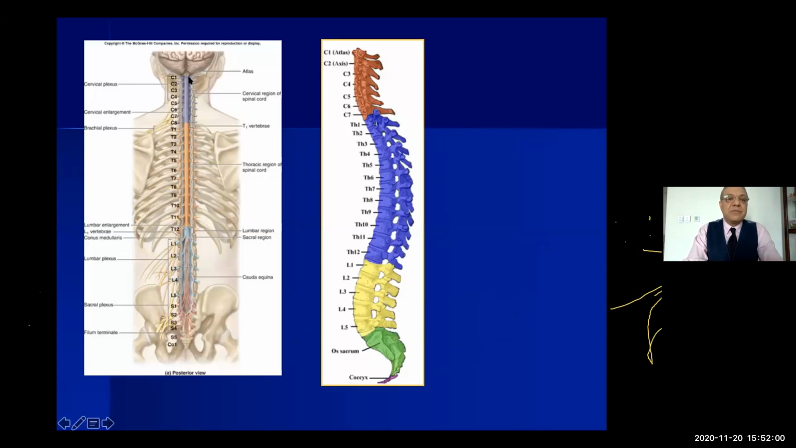We all know that the spinal cord starts here. I hope this is showing well on your side. The spinal cord starts at the lower end of the brainstem, and it goes all the way down to the level of the L1, L2 vertebrae. So if we look at this diagram, it ends here somewhere between the L1 and L2 vertebrae.